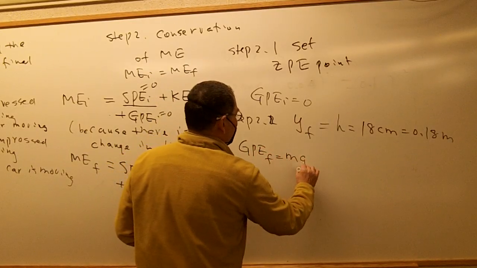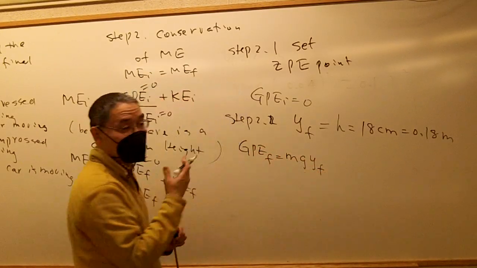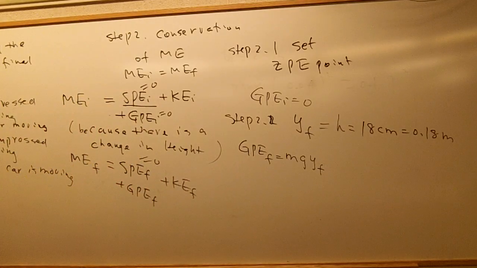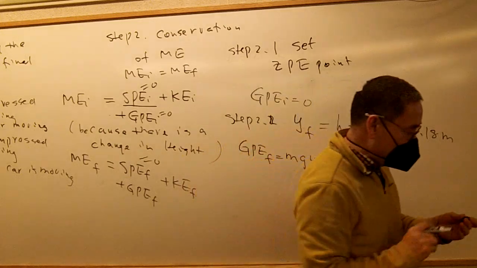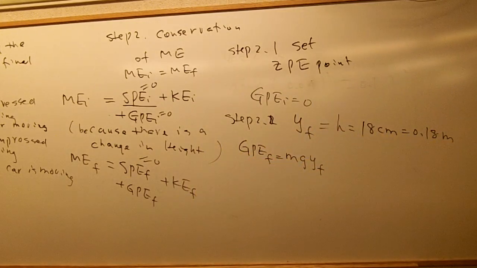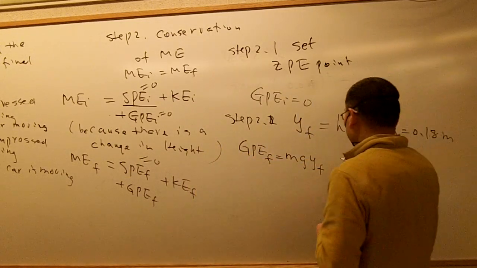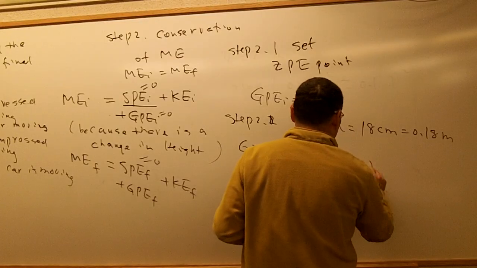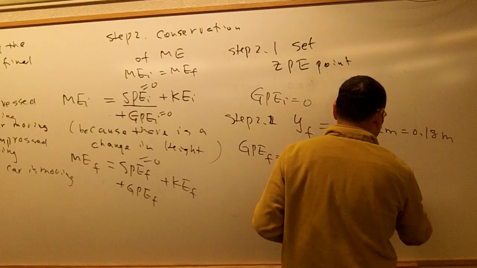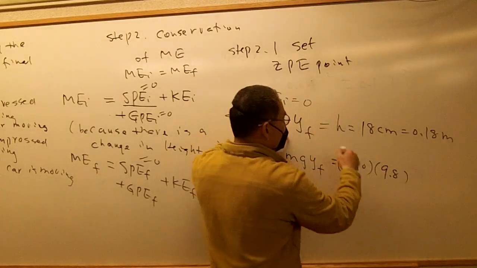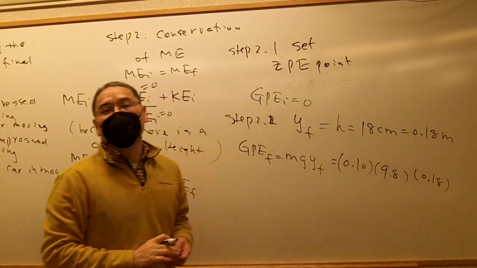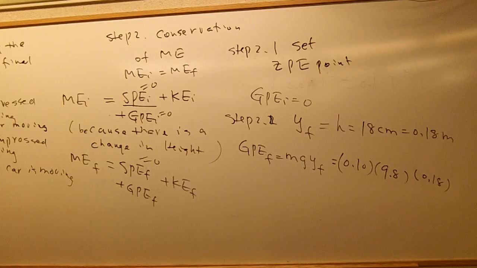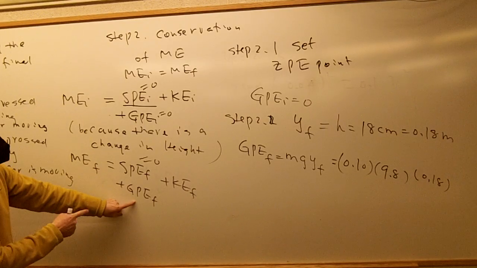GPE final is mgy_f. So that's the potential energy equation. And we know the mass, so let's add this mass here. The mass will be 0.1, and g is 9.8. Then we'll multiply by y, which is final. So you have a value like that. In other words, this term is known basically.